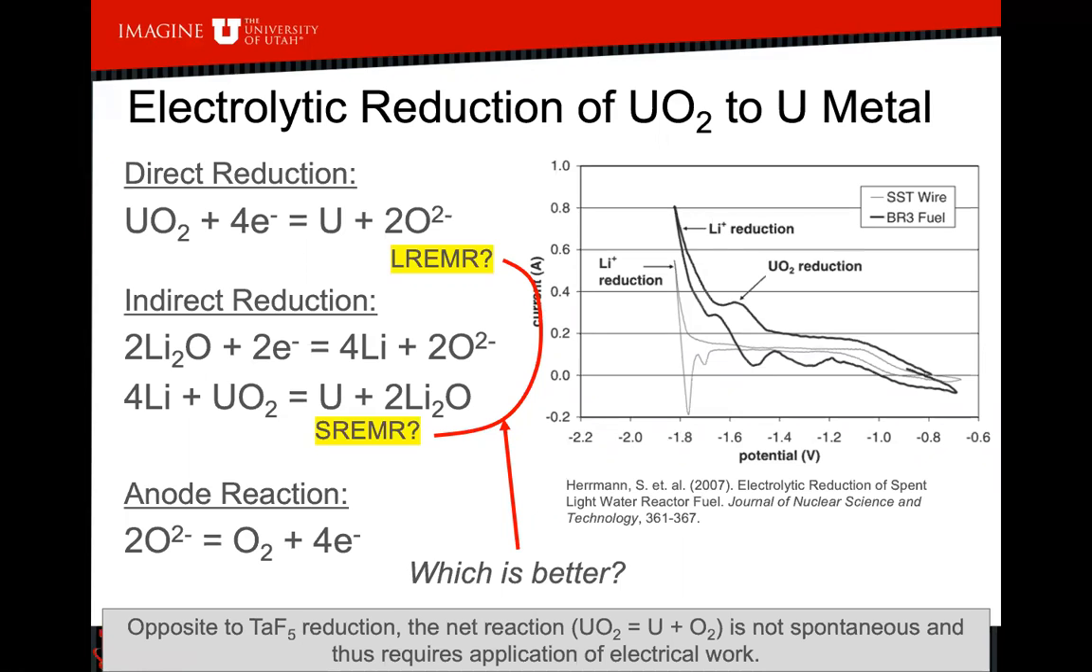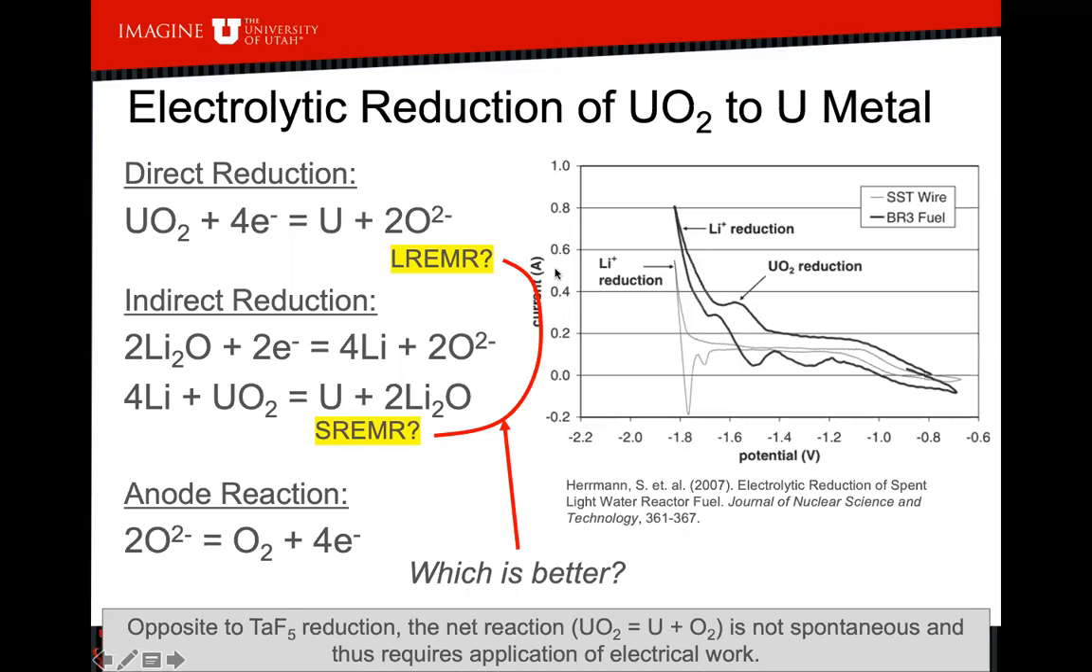He actually uses a convention where positive is reduction and negative is oxidation. So this black curve is basically the spent fuel. And he sees a bump here, or a peak right here, that we think is UO2 reduction. And then a little bit farther, it sort of takes off into lithium reduction. The idea here is that if I control the potential at, say, minus 1.6 volts, I'm only going to reduce UO2. If I go farther, I'm going to reduce lithium.